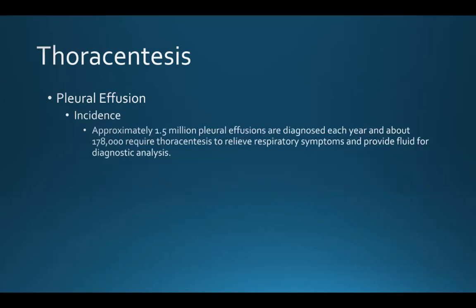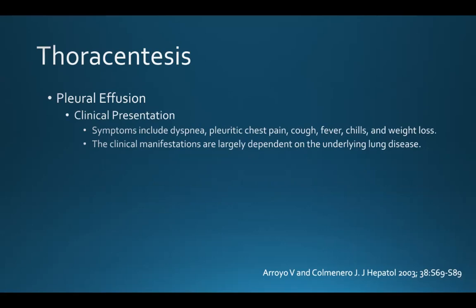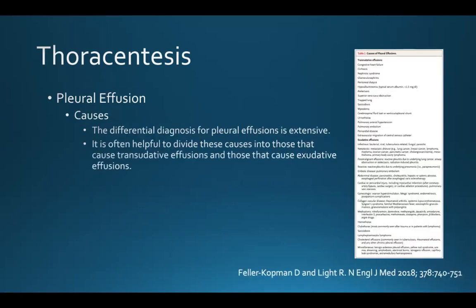Approximately 1.5 million pleural effusions are diagnosed every year, and about 175 to 200,000 require a thoracentesis to relieve respiratory symptoms and to provide fluid for diagnostic analysis. Clinically, symptoms include shortness of breath, pleuritic chest pain, cough, fever, chills, and weight loss. And these clinical manifestations are largely dependent on the underlying lung disease. There's a huge list of potential causes for pleural effusion, so the differential diagnosis is quite extensive.